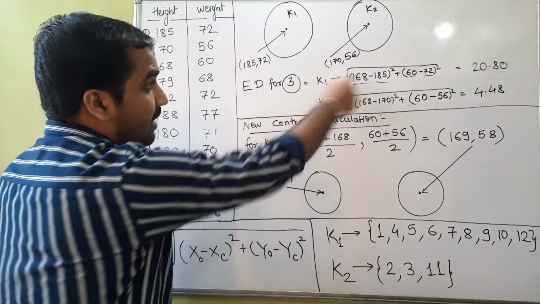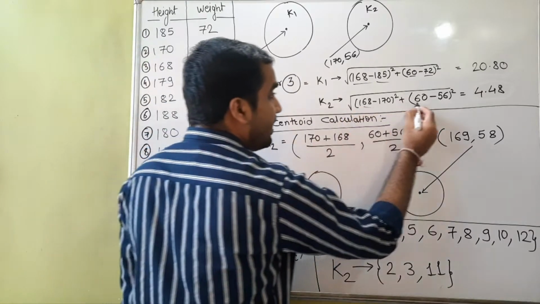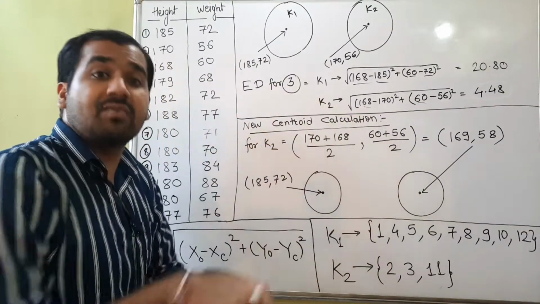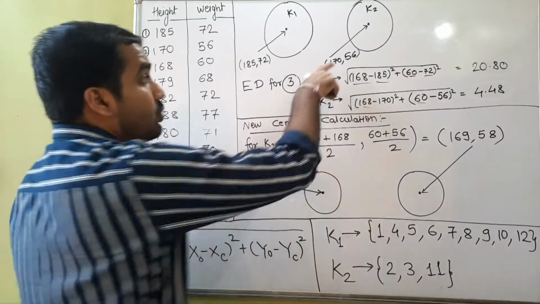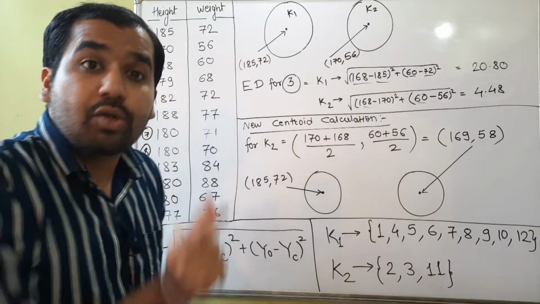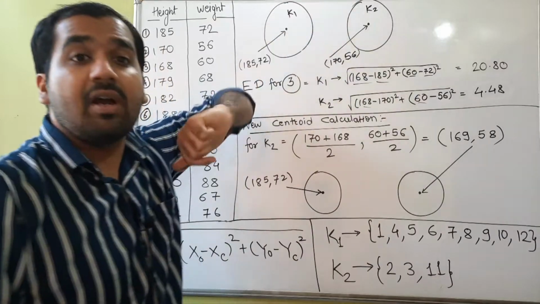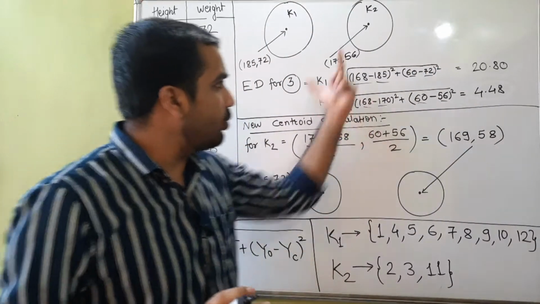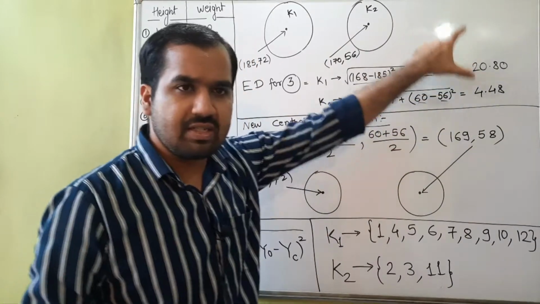xc, yc that we considered here. Similarly 168 and 60, that is for the third sample values x0, y0, and for the cluster 2 as well you have to calculate the same thing. So you have to consider at that time the current centroid of the cluster 2, that is 170 and 56. Simple.